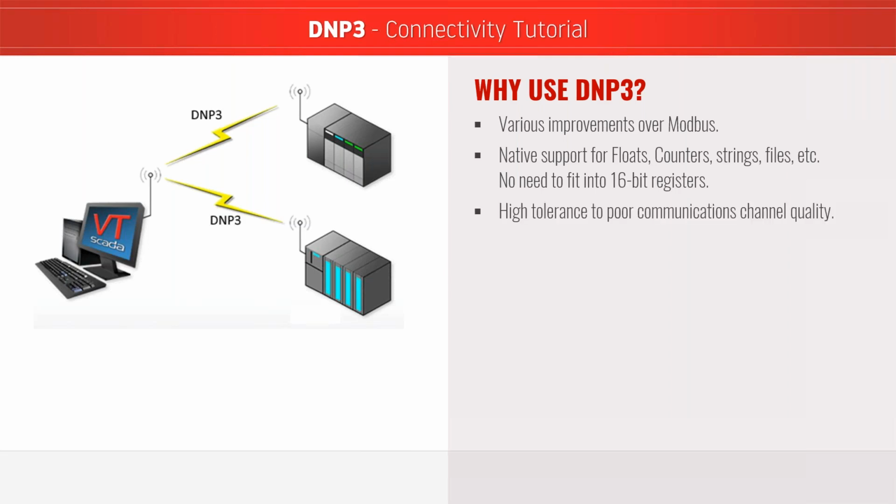DNP3 also has really high tolerance to poor communication channel quality, and this is because of its origins in electric systems. Really high electromagnetic interference environments can wreak havoc on communications. So DNP3 has a ton of built-in error checking. Every 16 bytes, I believe, have a CRC on them.